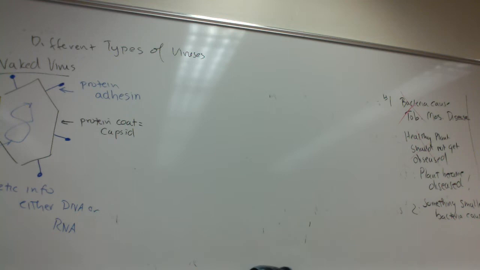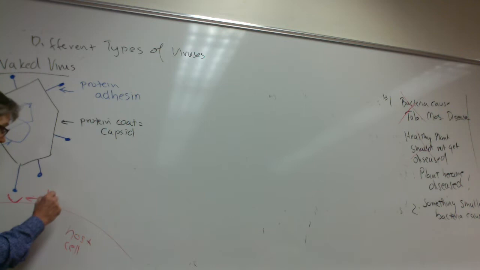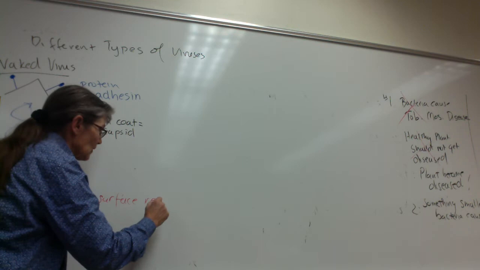And the key here, you guys, to viral infection, for a virus to infect a cell, step one is it has to bind, usually very specifically, say this is a host cell. To bind, usually the viral adhesins have to bind to some specific host cell surface receptor. And this helps us understand the specificity of viral infection.